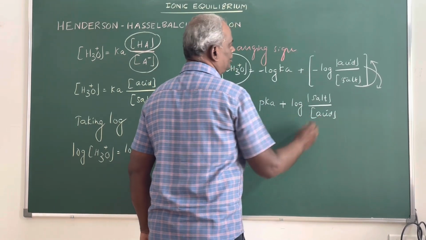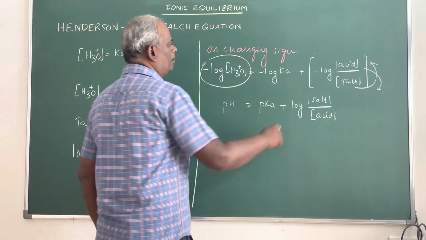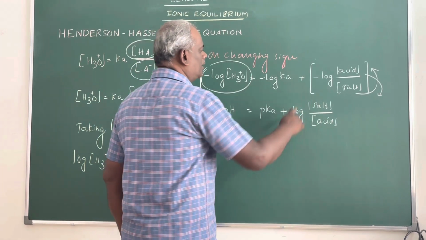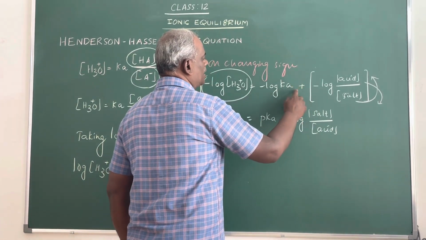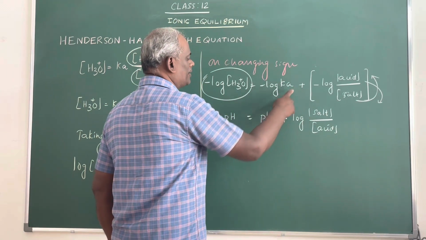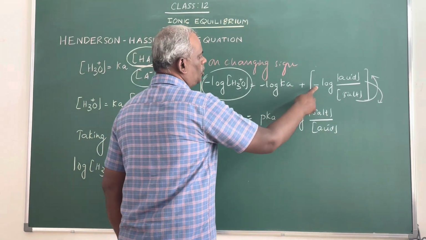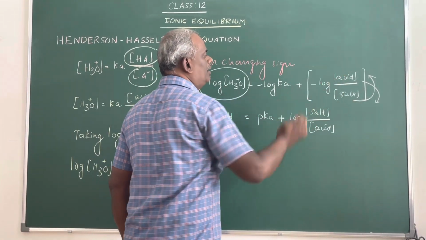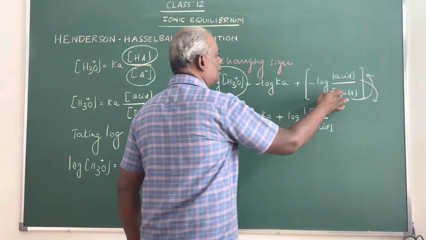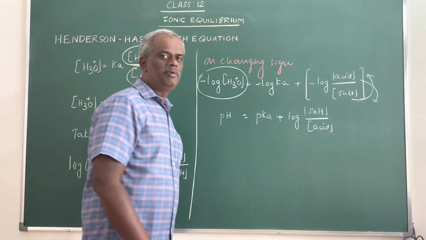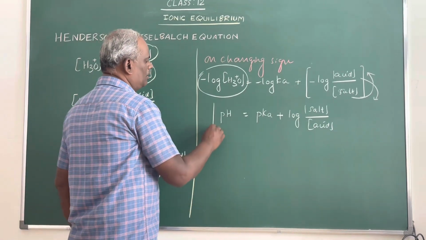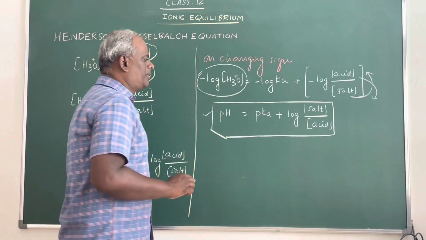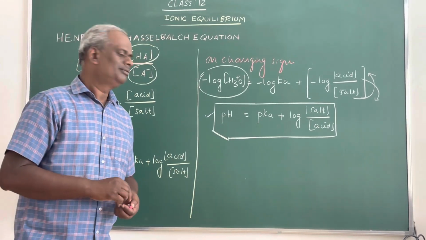Actually, the plus into minus is minus. And that minus is written in this form for our convenience. Plus into minus. We are keeping the plus as such. And to change this minus sign, I have inverted the salt by the acid. Salt is taken to the numerator, acid is taken to the denominator. So this is the final expression. By using this, we can get the pH value of the respective acidic buffer solution.